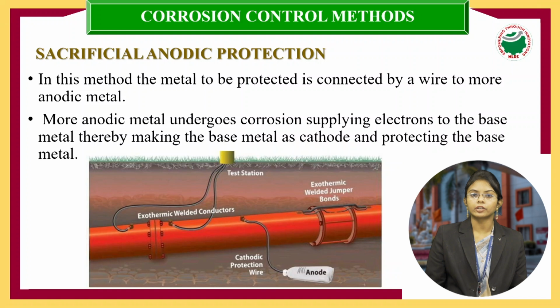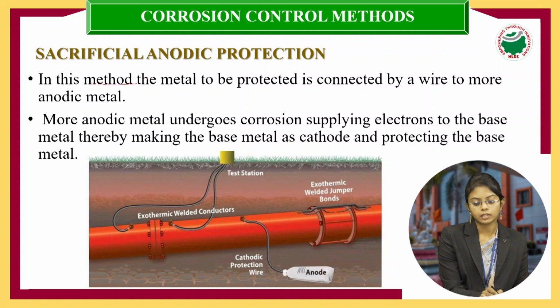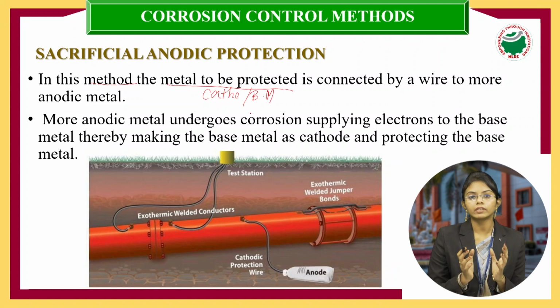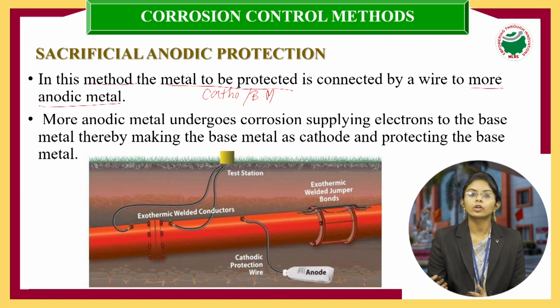The first one under cathodic protection is sacrificial anodic protection. From the heading itself, you can understand that the anode is sacrificing itself to protect the cathodic metal. How? In this method, the metal to be protected is the cathode or base metal. Whatever metal we want to protect, we connect it to a more anodic, more active metal. So in order to protect this base metal, you connect it to a more anodic metal.